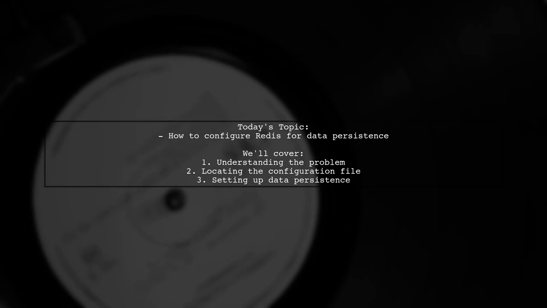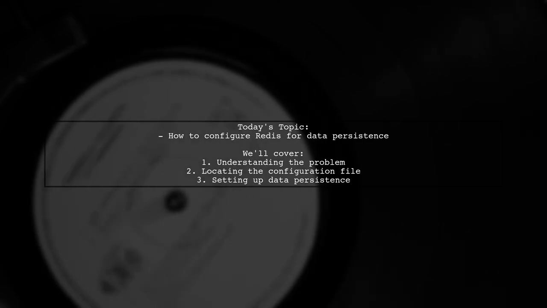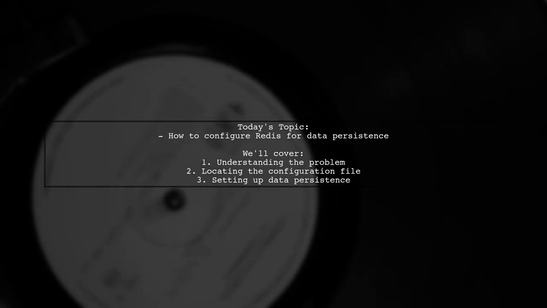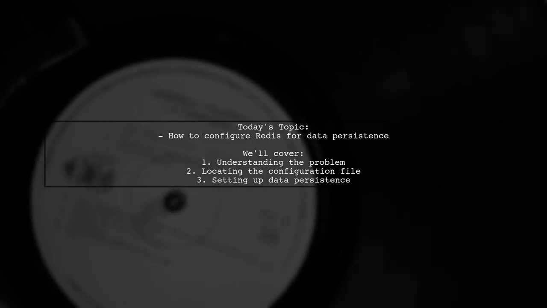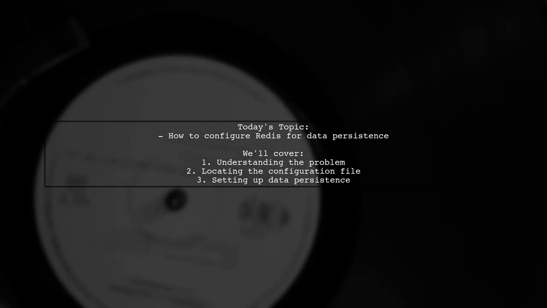Today, we're tackling a common issue that many developers encounter when working with Redis on Linux. Our viewer has installed Redis on Ubuntu 16.04, but is struggling to find the configuration file needed to ensure data persistence after a reboot. They ask, how can they configure Redis to keep their data safe and sound, even after a system restart?